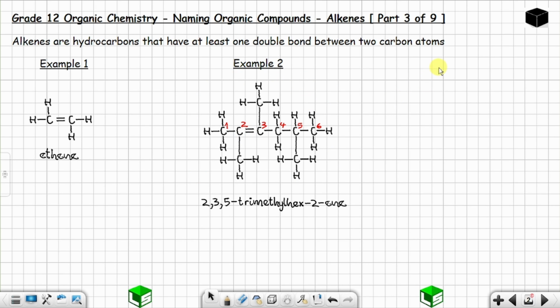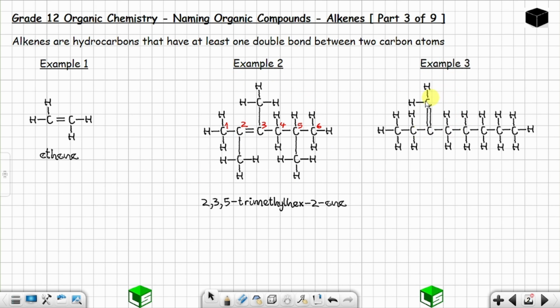Now example number 3, we are going to name this organic compound. Before you can name it, you have to identify the longest carbon chain that contains the double bond. This is an alkene, right? You can see you have your double bond there. An alkene contains at least 1 double bond between 2 carbon atoms. So this is an alkene.